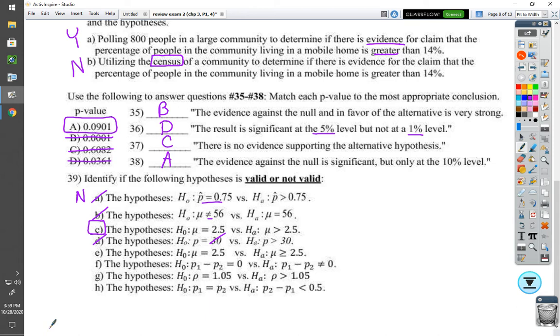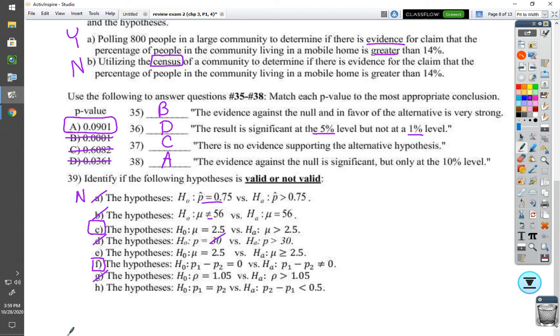The P1 minus the P2 equals 0, and the P1 minus the P2 does not equal 0. So in this, we have a yes value. And the next one, the hypothesis of rho equals 1.05, that one's no good because rho can never go above 1. Remember, this is a correlation, and correlations always have to be smaller.